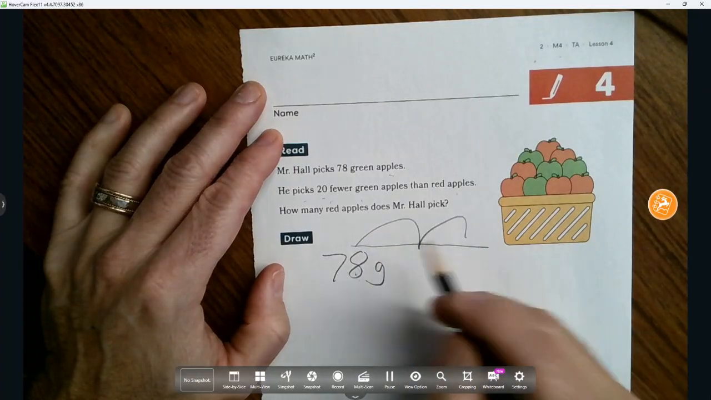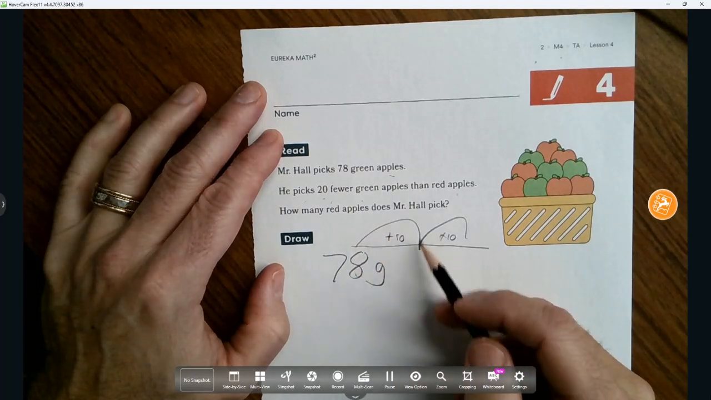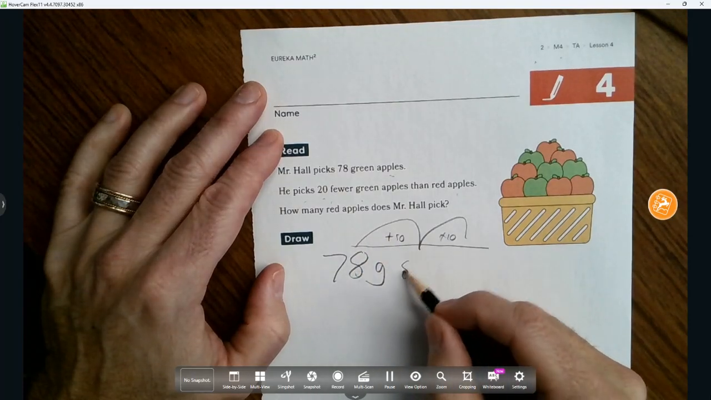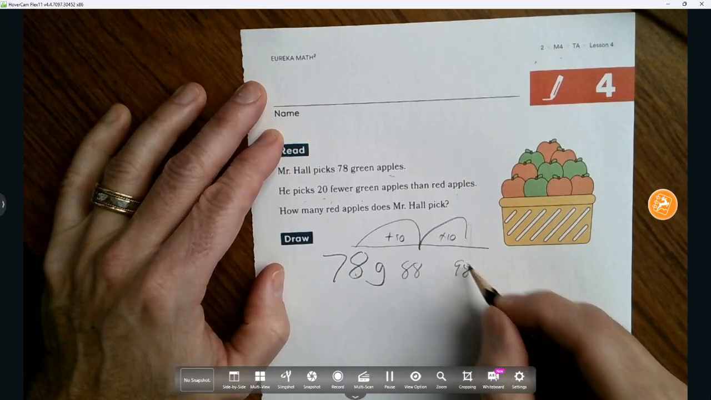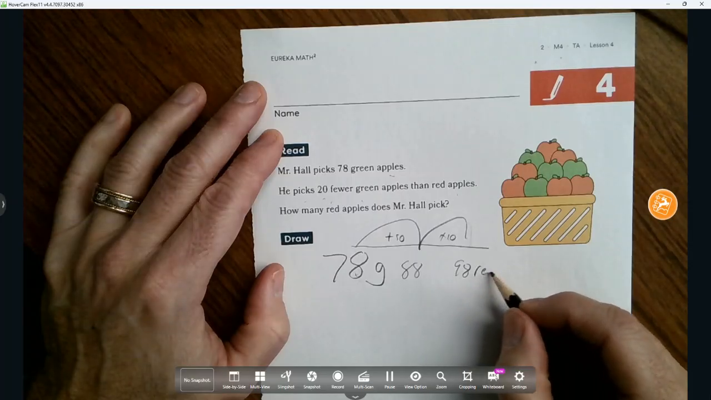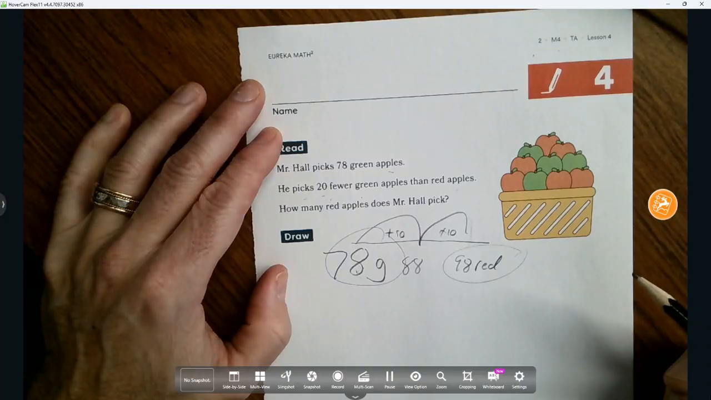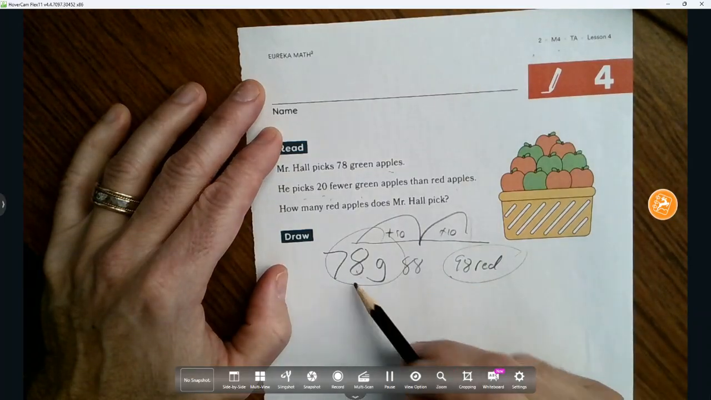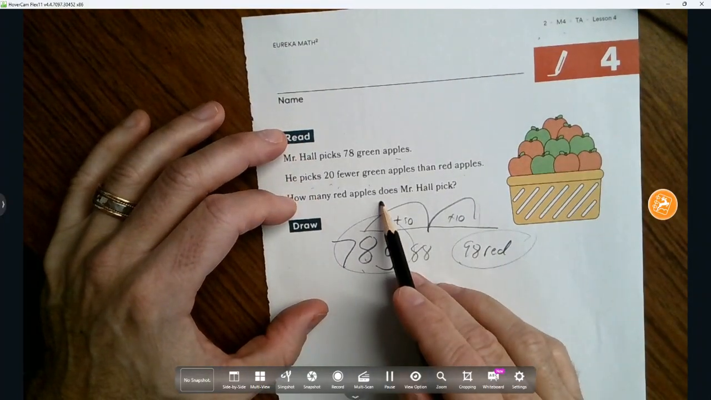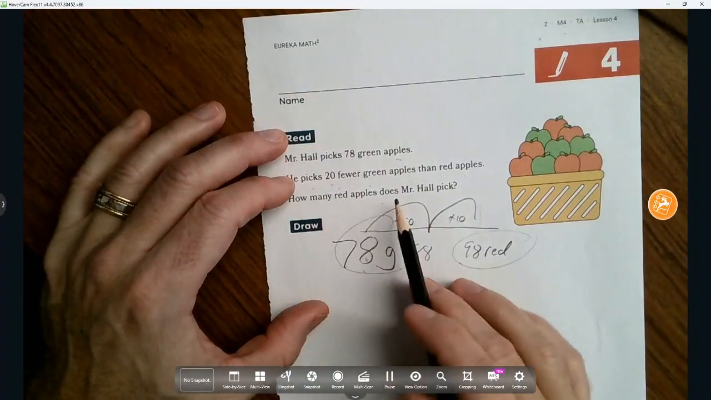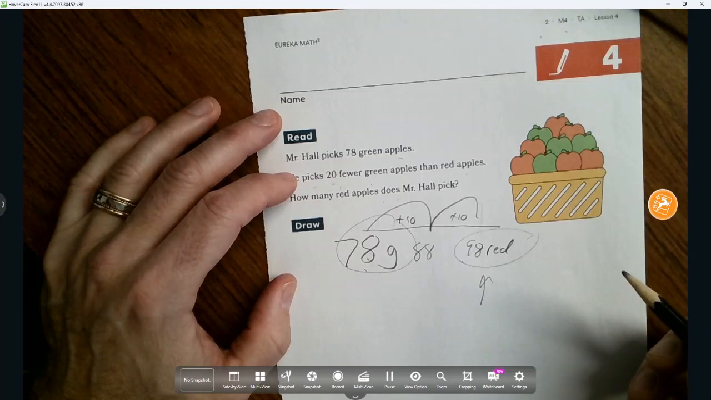I want to do a 10 and a 10. Plus 10 plus 10. So what's 78 plus our first 10? 88. And 88 plus our next 10 is what? 98. So he has 98 red. Well, we have this many red and this many green. We need to know how many red apples, right? How many red apples does Mr. Hall have? Oh, we just figured it out right there. He has 98 red apples.